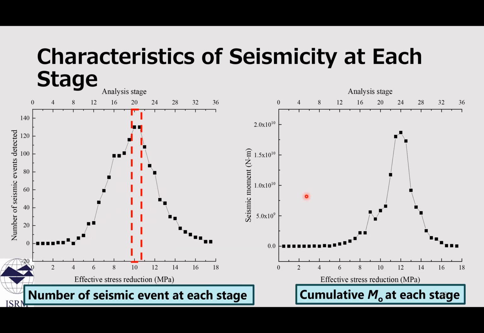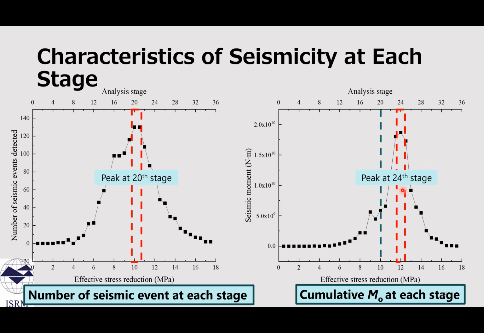And then it decreases. This right figure shows the seismic moment summed at each stage. Comparing the two figures, we found that the trend is similar between them. But the peak stage is different. The cumulative seismic moment takes the maximum value in a later stage compared to the number of seismic events.